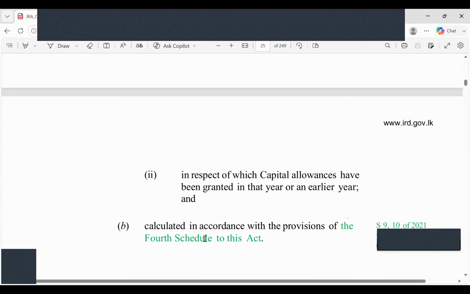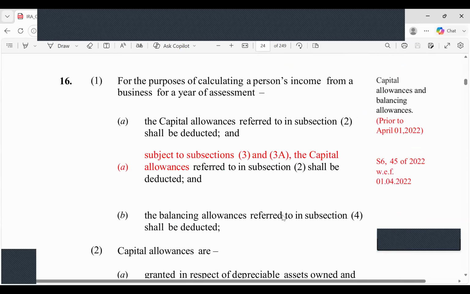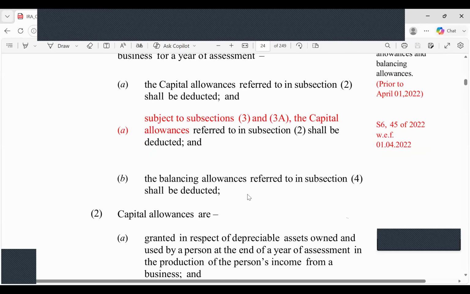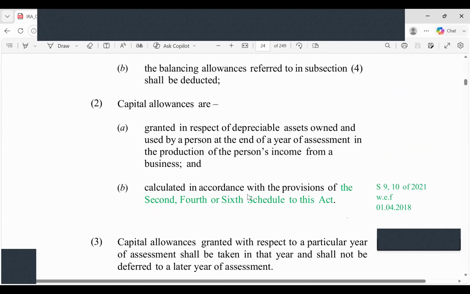So here you can see capital allowances are granted in respect of depreciable assets. Then it says calculated in accordance with the provisions of the 2nd, 4th and 6th schedules to this Act. That means the 2nd schedule, 4th schedule and 6th schedule are applicable for the calculation of capital allowance.